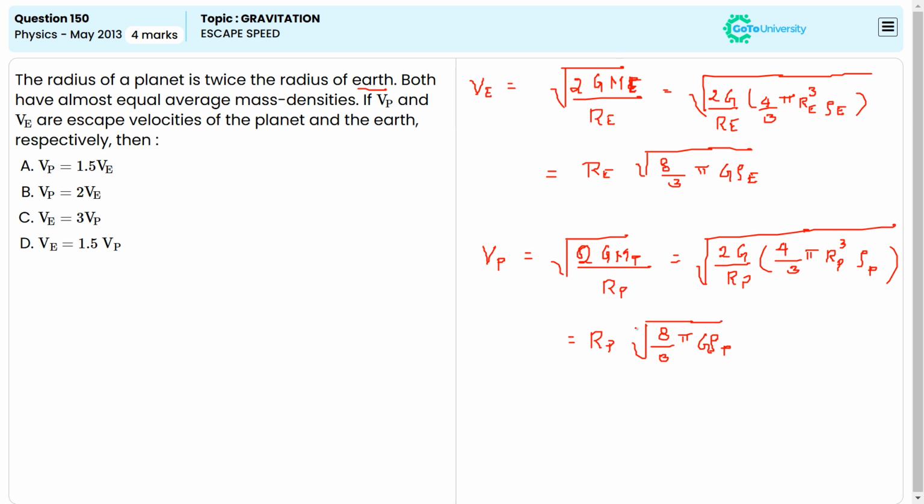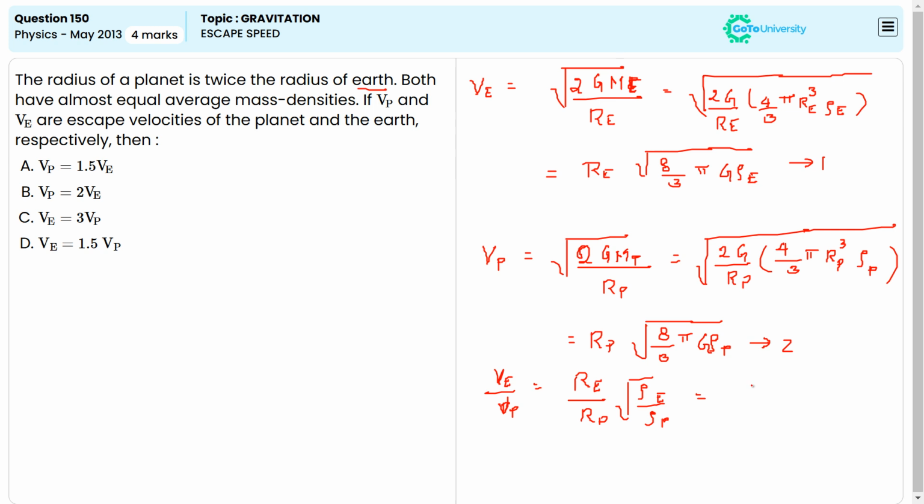I am going to consider this equation number 1 and this equation number 2. Dividing 1 by 2, we get VE by VP equals RE by RP times, everything else cancels, only the density, rho E divided by rho P, remains.